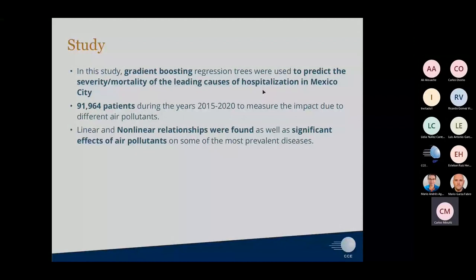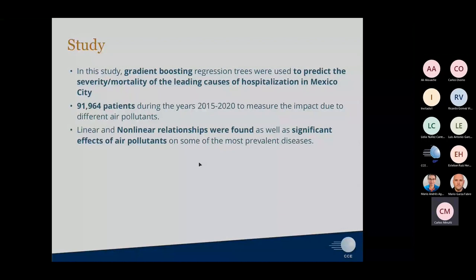We used 90,000 patients during the years 2015 to 2020 to measure the impact of different air pollutants. Linear and nonlinear relationships were found, as well as significant effects of air pollutants for most of the prevalent diseases.